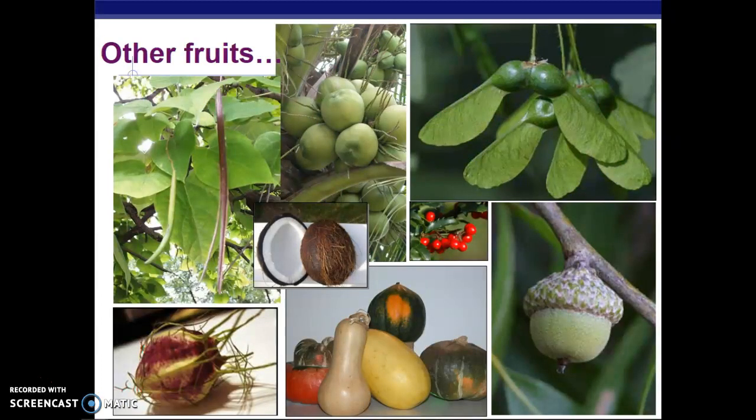Here are some images of other kinds of fruits. Here we see the coconut, which is also a fruit. Here we see different kinds of gourds. Here is the fruit from the maple tree. It has wings for dispersal. Here is the acorn.